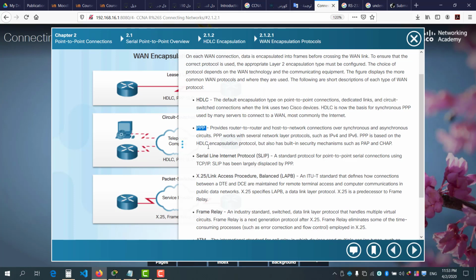The next one is PPP, Point-to-Point Protocol, which provides router-to-router and host-to-network connection over synchronous and asynchronous circuits. PPP works on several network layer protocols such as IP version 4 and IP version 6. It is based on the HDLC encapsulation protocol, but also has a built-in security mechanism such as PAP and CHAP. I'll illustrate in Arabic.